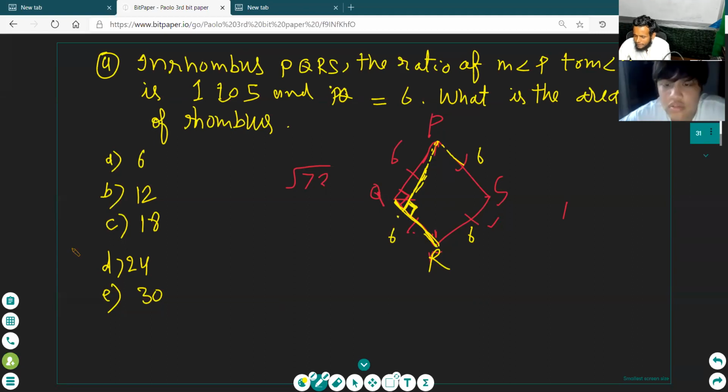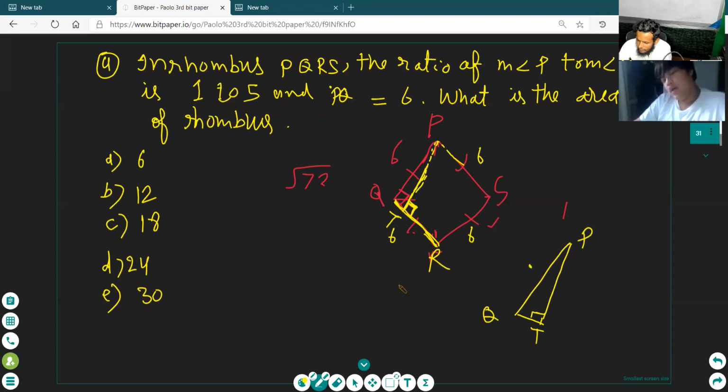Okay. Then we need to find this. These are perpendicular, okay? 90 degrees. I give them the name T. T is here and P is here and Q is here. What is the value of this? The value of this. 6. PQ is given 6.